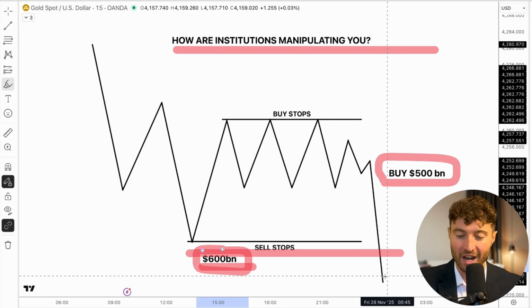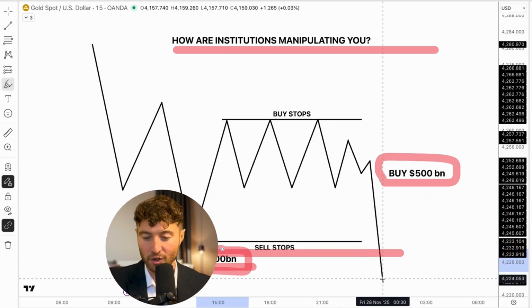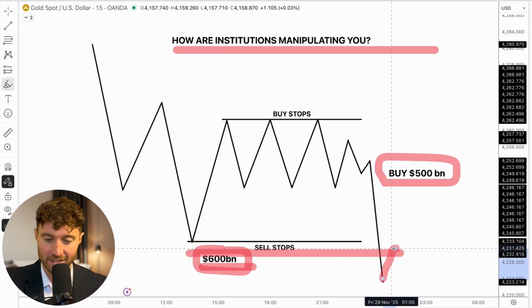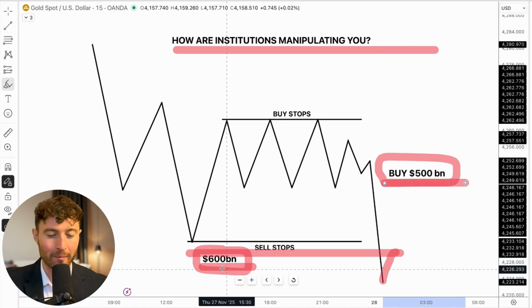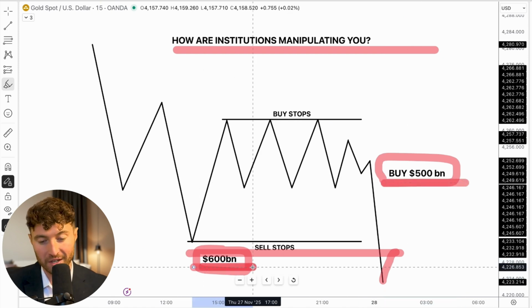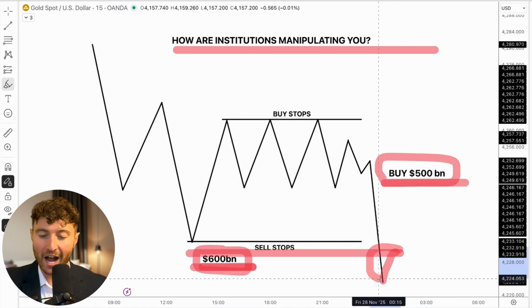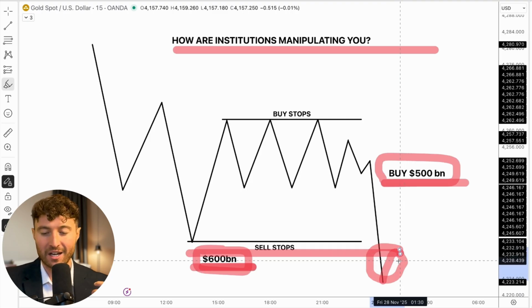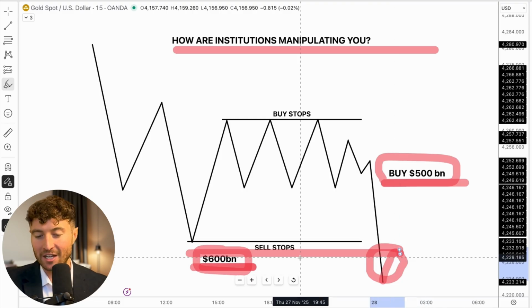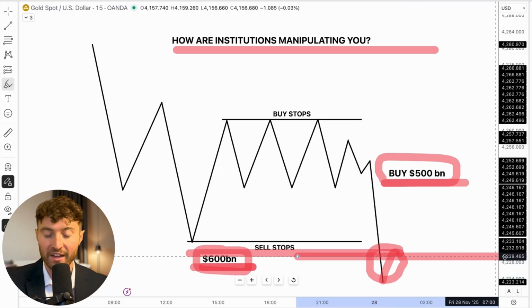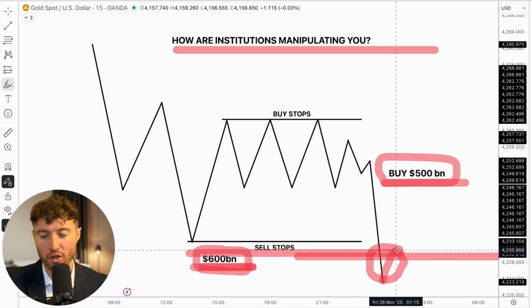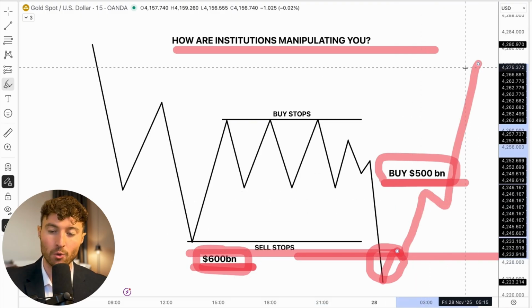What that allows them to do is get filled right here with a great average price. These institutional buy orders can be matched up with these sell orders right here, and then they can get filled where they actually want to get filled. Let's say they have an objective, a target of where they want to be filled. Let's say that is like 4228. They can get filled at that price and be filled effectively in the market. And now that they've been filled, price will then continue to the upside.